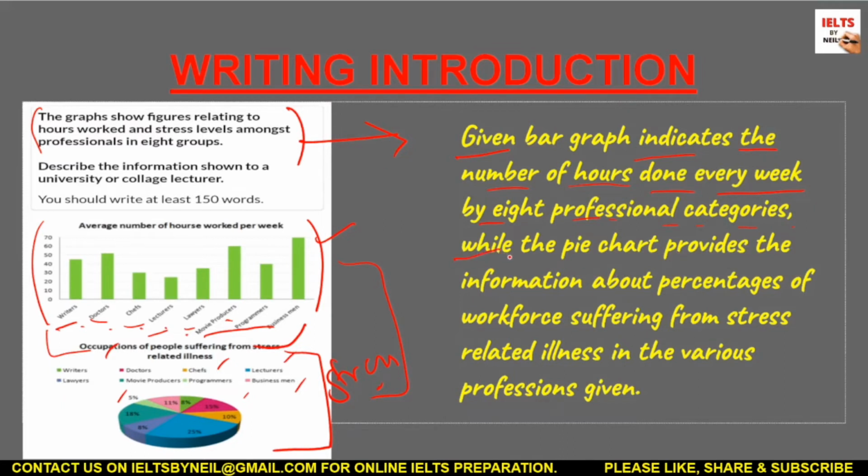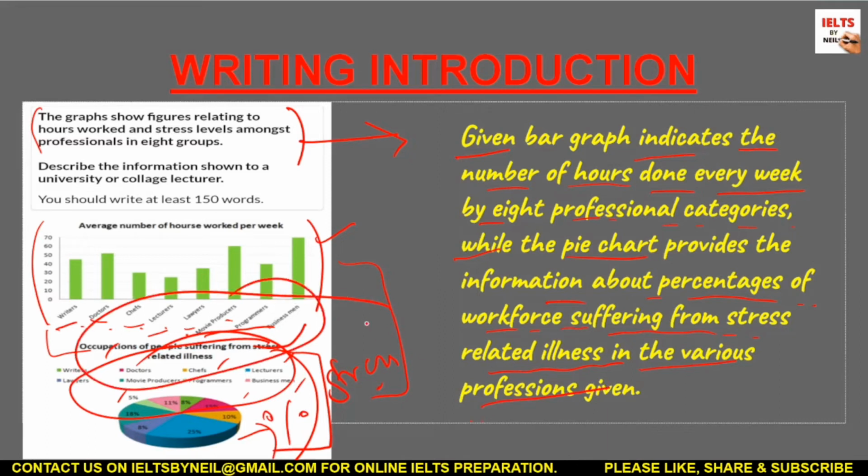While the pie chart, so I'm talking about the pie chart now, coming to the bottom, provides the information about the percentage of the workforce suffering from stress-related illness. Percentage of workforce, so all figures are given in percentage. Workforce means working population or working professionals. In the various professions given means whatever the professions are given here, the stress is shown here, right?